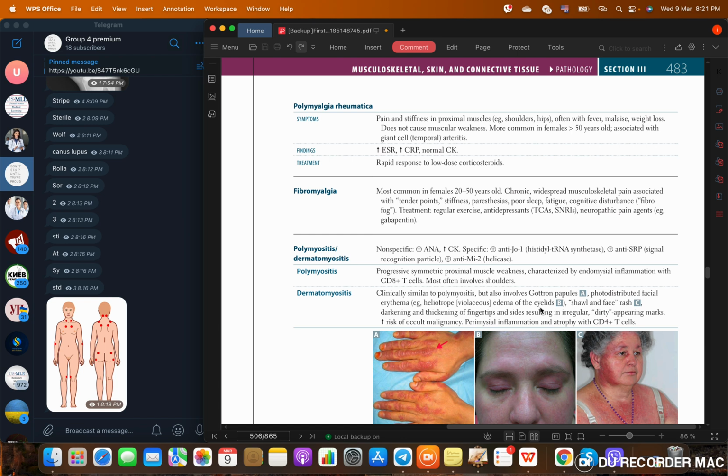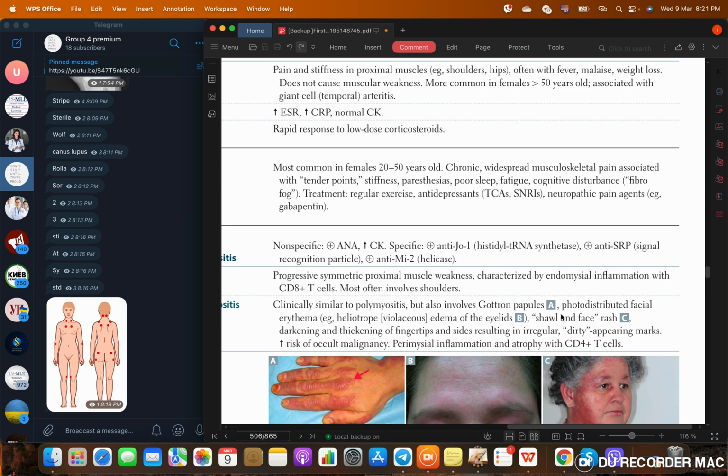The specific ones, however, are the anti-Jo-1. So wait a second. The CK can be elevated in this, but also in other diseases. The ANA also can be elevated in this and other diseases. But these two diseases have specific antibodies for them. It's not for one of them, it's for both of them. So this includes anti-Jo-1, anti-SRP, and anti-Mi-2 antibodies.